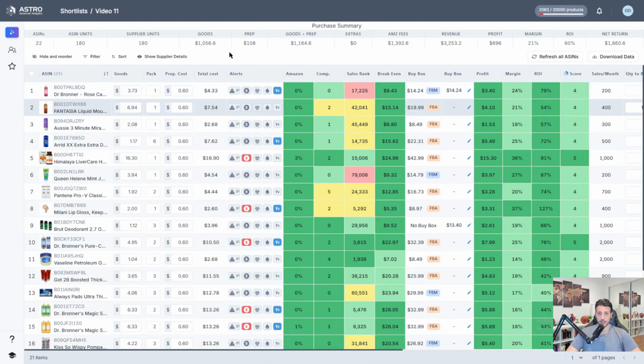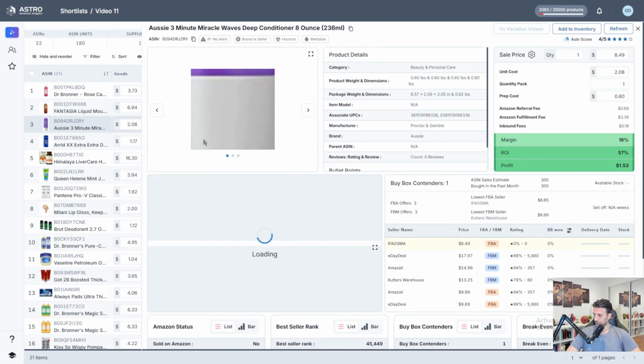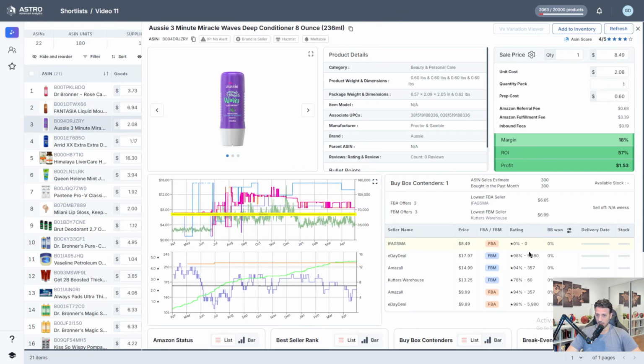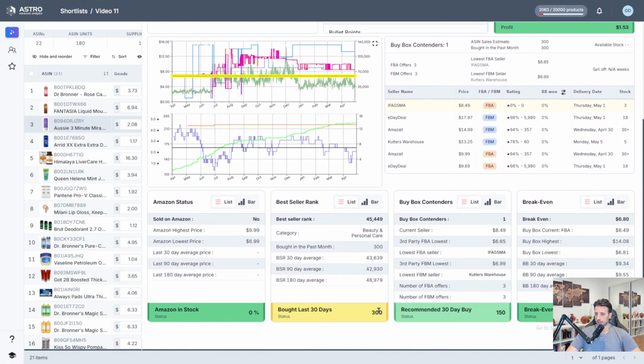So now the order is continuing to form. $1,056 are the goods, and the profit is at $696. Nice. Let's have a look at this one. Break-even strength is a bit tight. I see back in September it wasn't that good, but it's been good for the last 8 or so months. So it seems like another solid product.